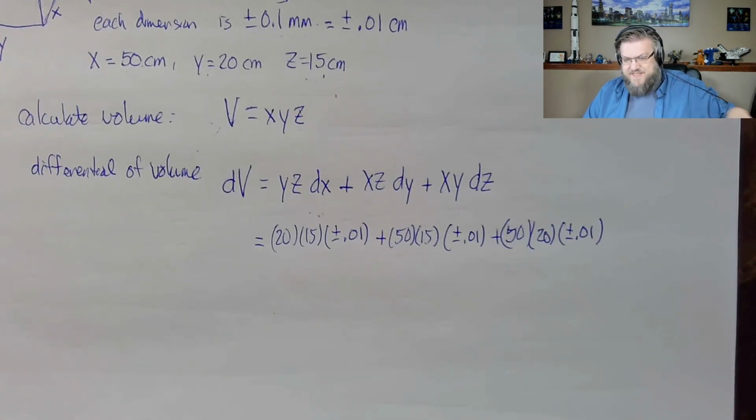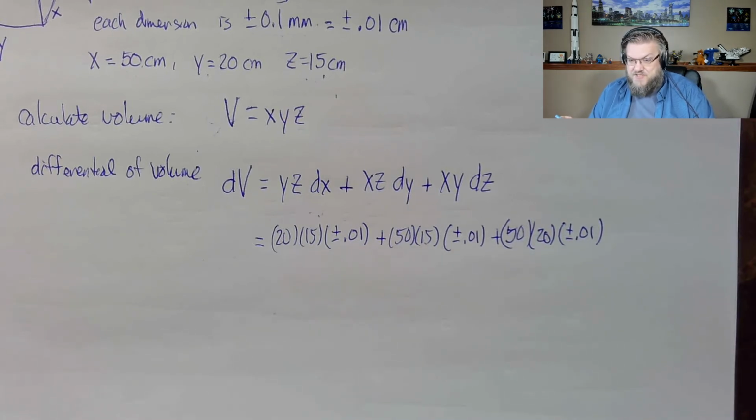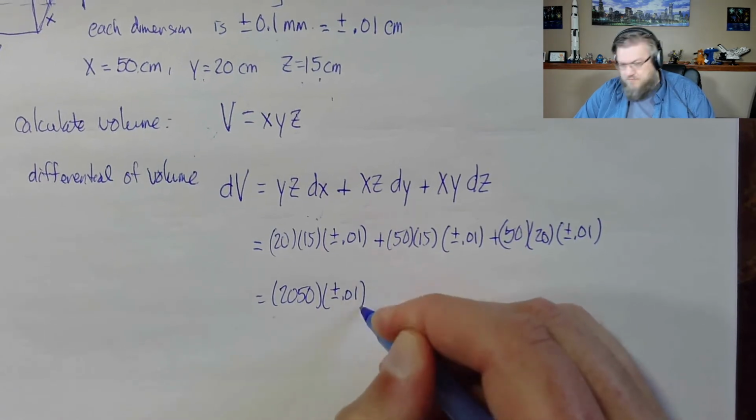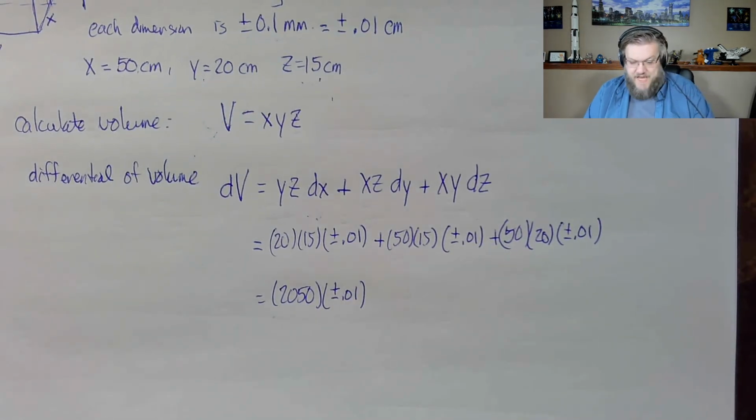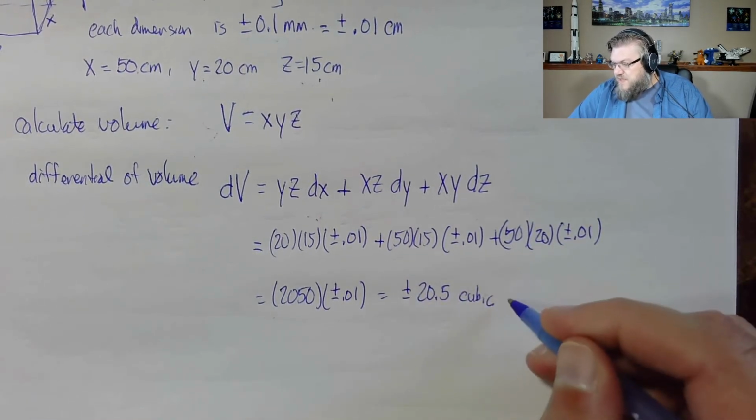times plus or minus 0.01 plus x is 50, y is 20, and dz is plus or minus 0.01. Right? And you can kind of see that the plus or minus 0.01 is like a like term. So I'm just going to count how many I have here, how many I have here, how many I have there, and then combine it into a total number of plus or minus 0.01s, right? So that's going to end up being 20 times 15 plus 50 times 15. Another way to think about it is factoring out the plus or minus 0.01 plus 50 times 20. So I get 2050 times plus or minus 0.01. Okay? Doing that calculation gets me a plus or minus 20.5 cubic centimeters.